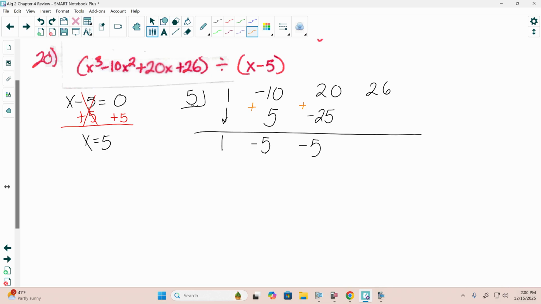But now we multiply again. Our 5 times negative 5 is negative 25. Add 26 plus negative 25 is this one. Oh, yeah. This one.